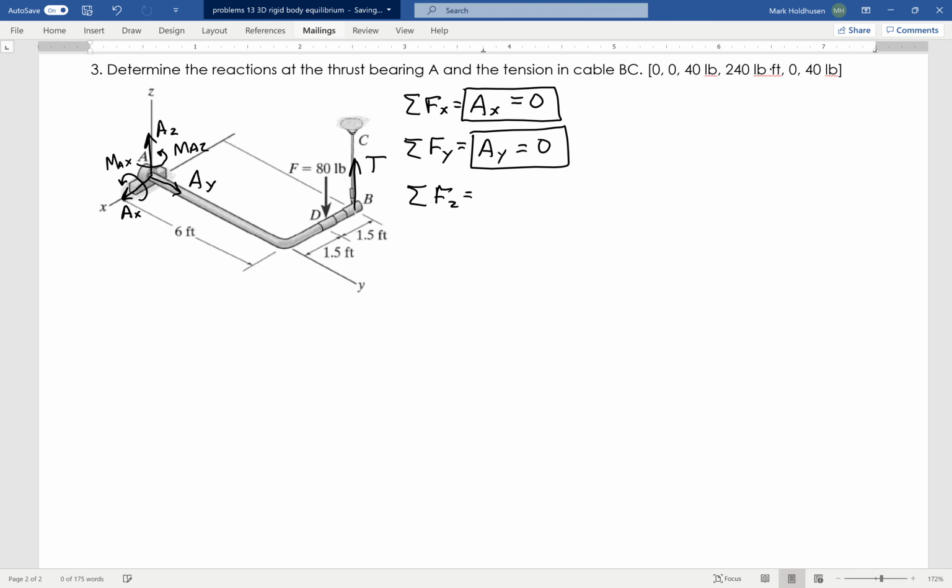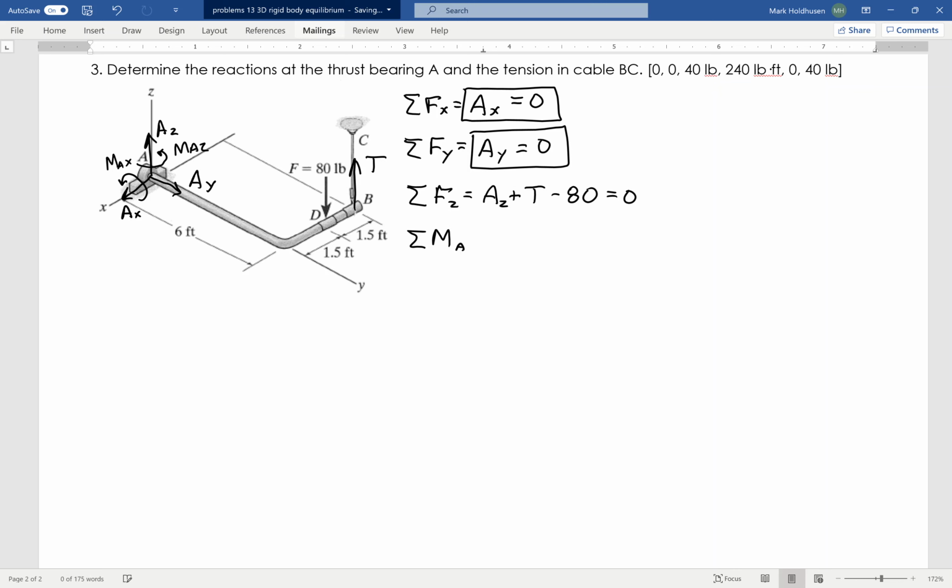I've got a whole bunch in the z direction, so I have AZ, I have my tension, and I have 80 pounds right there. Okay, so I've got AX and AY. They both equal 0. Oops, I forgot to put the Z component there. But so I've got one equation left, two unknowns. I need more equations. I'm going to go ahead and sum my moments.